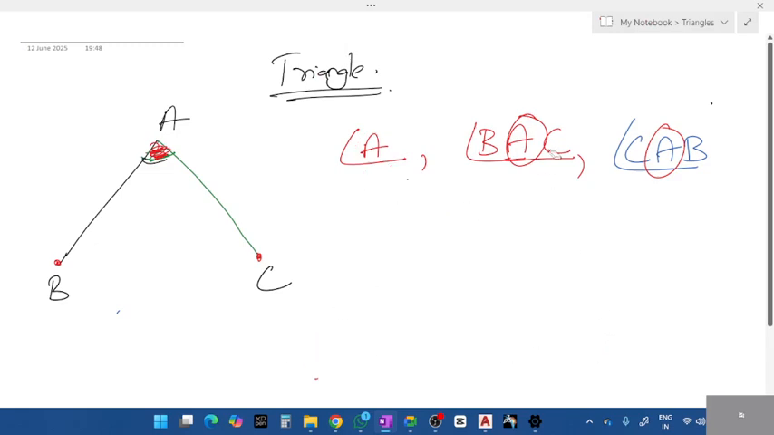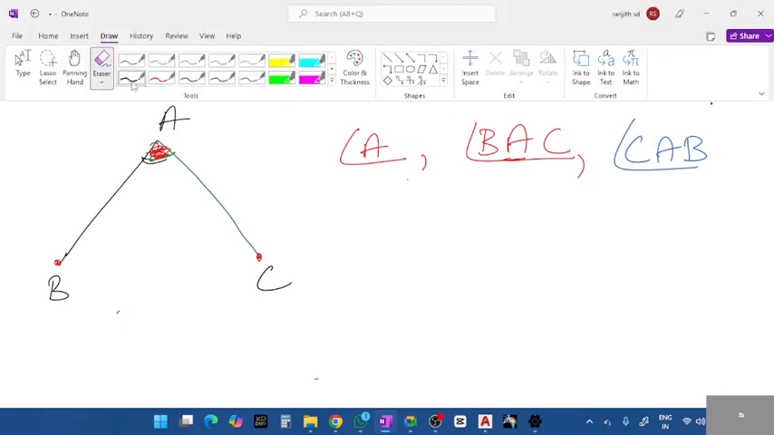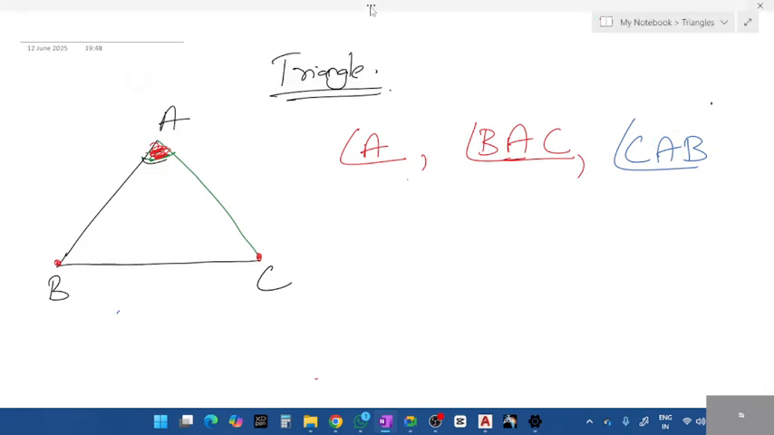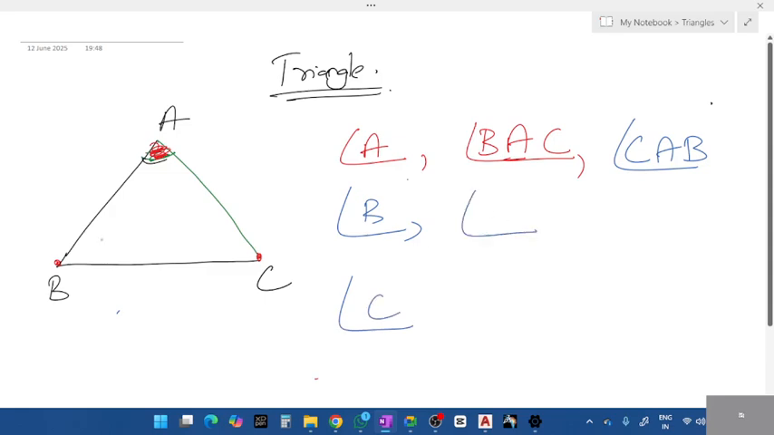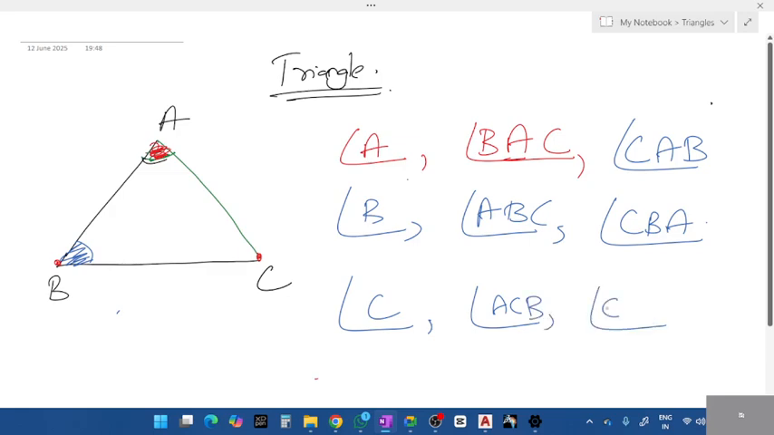Okay, for angle A, I explained. Tell me for angle B and angle C, students. How will you all write? If you want angle B, from where will you start drawing? From A, B, C? Yes, A, B, C. Next, for angle C? Yes, that's it. All this is your 7th standard. I'm starting from the basics, so don't skip any concept. Make a note of this, all of you. These are the three ways to write the angles.